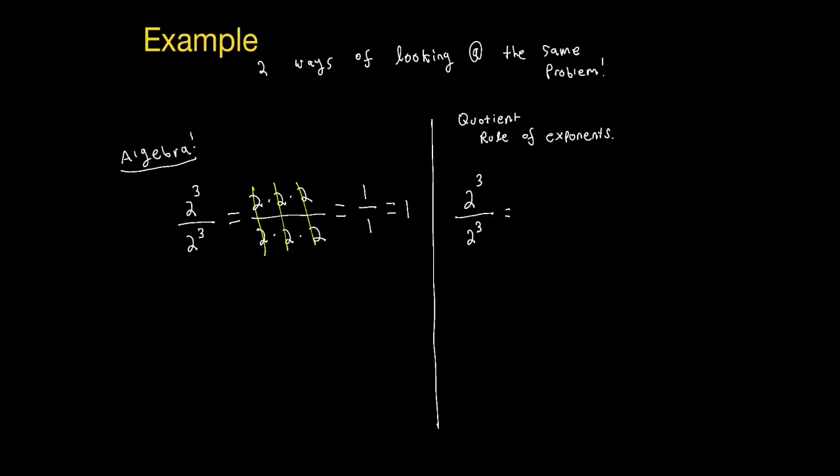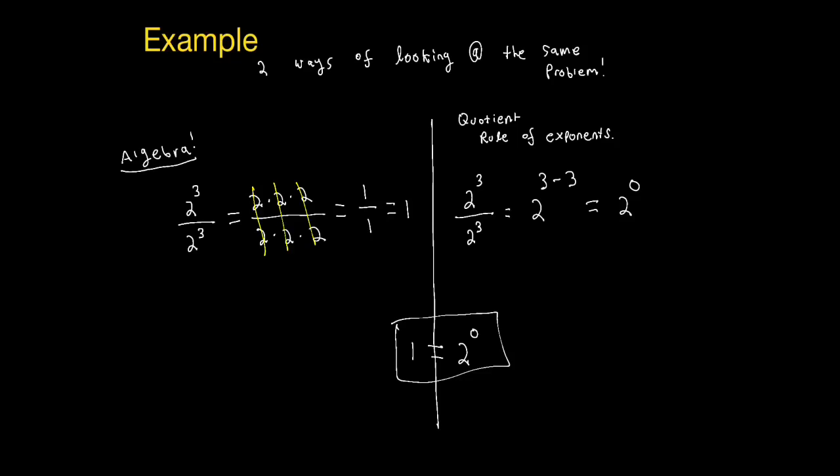Now let's take a look at it using the quotient rule of exponents. What the quotient rule says is that whenever we have the same base, we can subtract the exponents if we're dividing them. So here we get 2 to the 3 minus 3, and 3 minus 3 is the same thing as 0. On the right-hand side, this expression gives us 2 to the 0 power. But on the left-hand side, the same expression gave us a total of 1. So we can come to the conclusion that 2 raised to the 0 power is going to give us 1.